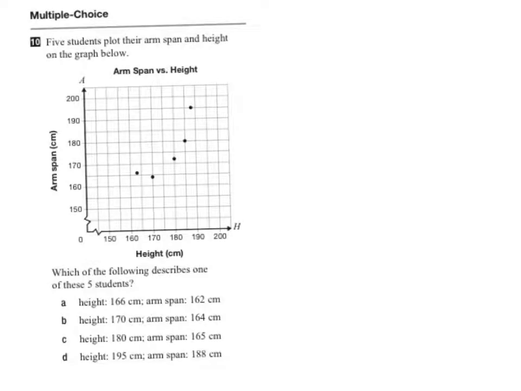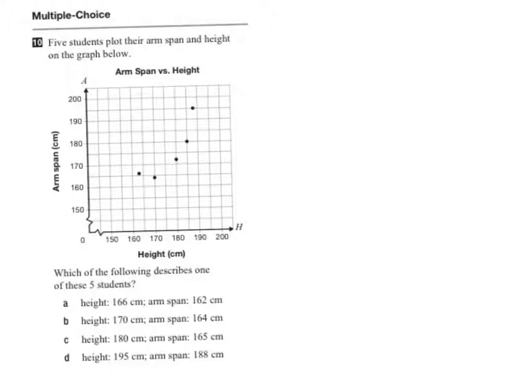So this question is saying 5 students plot their arm span and height on the graph below. Which of these describes one of these 5 students? So all you need to do is look at your options that they gave you and try to match it up with the points on the graph. So this one says height is 166 centimeters and arm span is 162. So if I go to 166 centimeters, to be about here, and I go to 162, there's nothing here. So I know that one is not true.